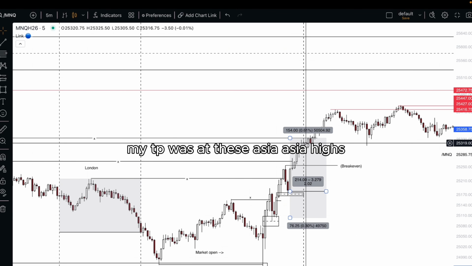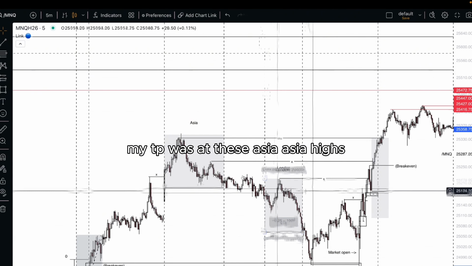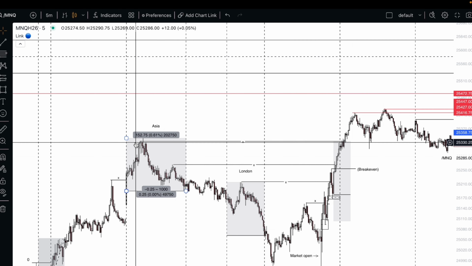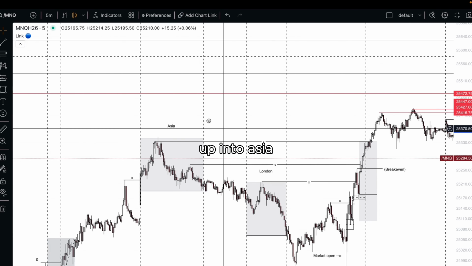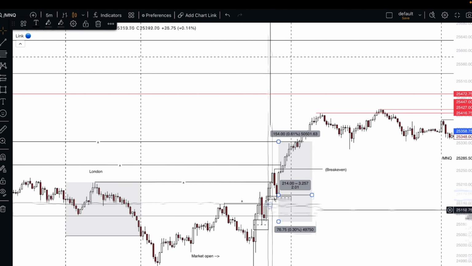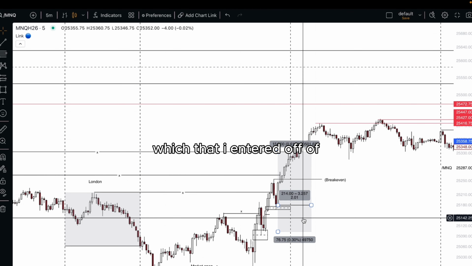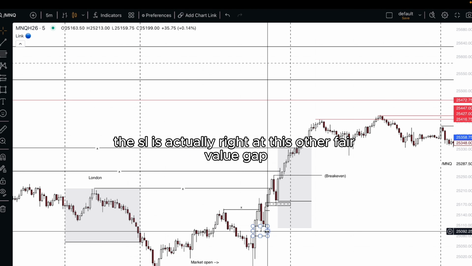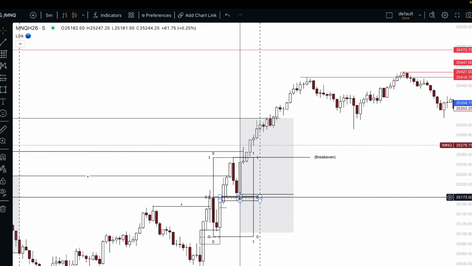Let's get to it. I'm gonna go over it. My TP was at these Asia highs, and my final TP was right around the relatively equal highs, but a good high point up into Asia. And my SL was at the S candle that made the fair value gap which I entered off of. Typical SL, and coincidentally the SL is actually right at this other fair value gap as well. So it's like up in trade entry right here at 10:30.